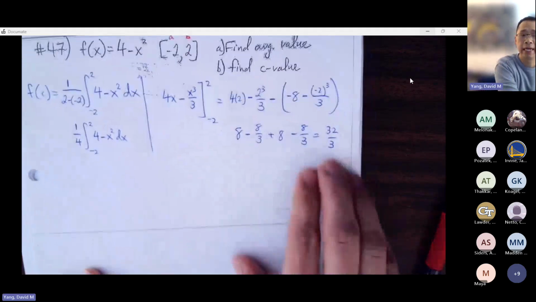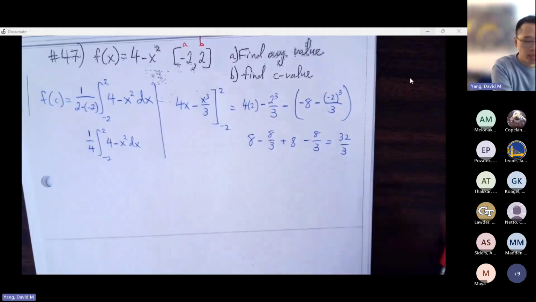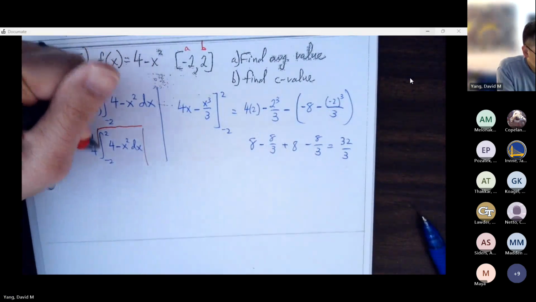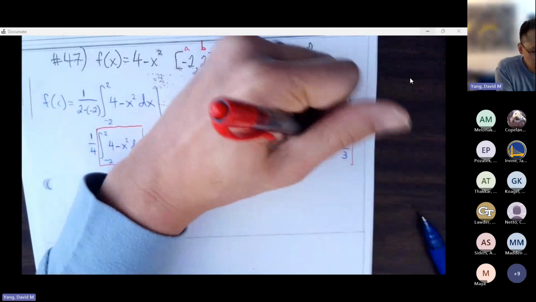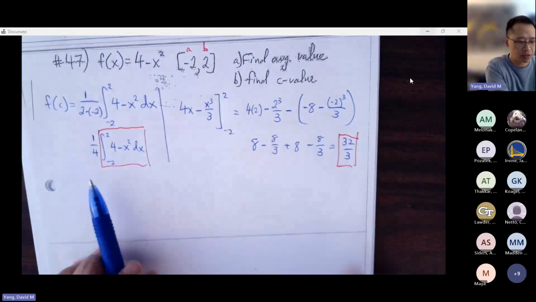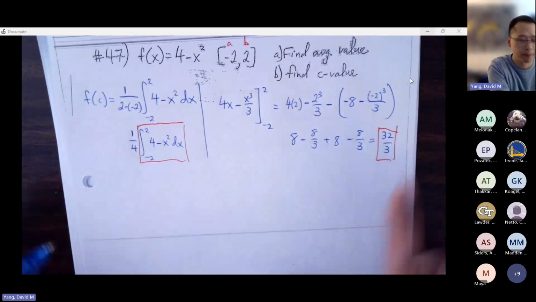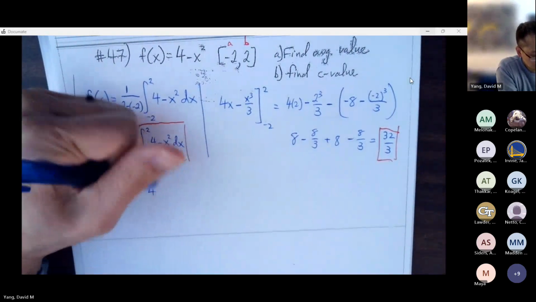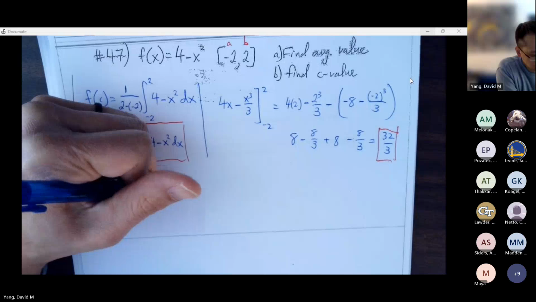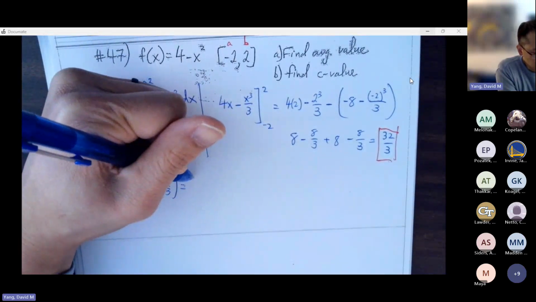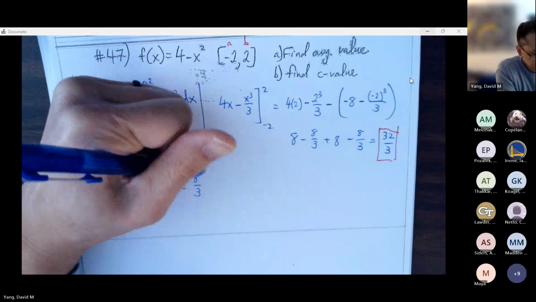Okay, so 32 over 3. Now, we're not done yet. We have the area component, but we still have to find the height, the average height amongst all these y values. So we still have to multiply by 1/4, right? Which ends up being 32 over 12, or 8/3.